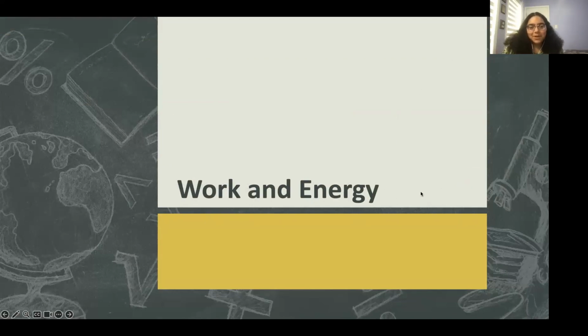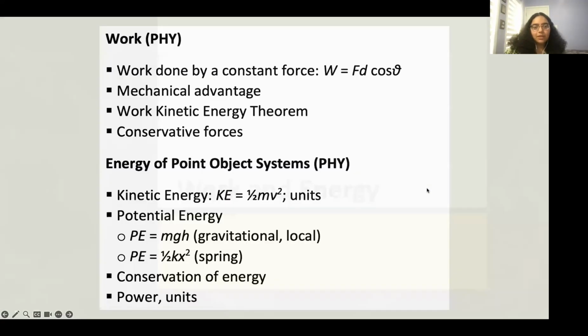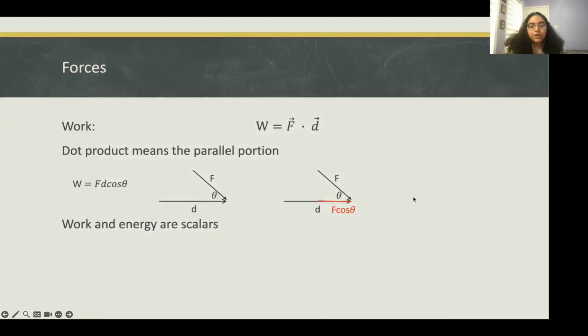So moving on to the next part is work and energy. This is what the AAMC says you should know. So FD cos theta we'll get into, and then just the energy equations there. For work, it's force dotted by distance. We talked about cross product. Dot product is the opposite. You want the parallel portion, not the perpendicular. So for work, that ends up usually being force times distance times the cosine of the angle separating them.